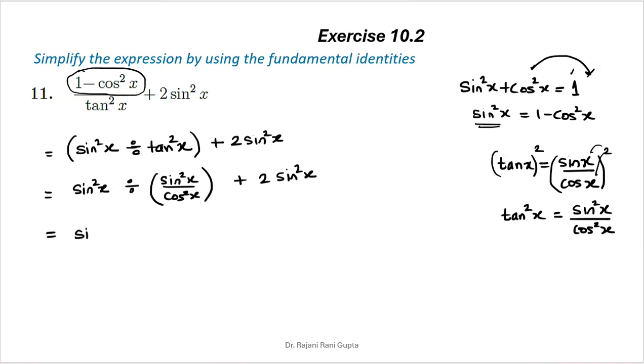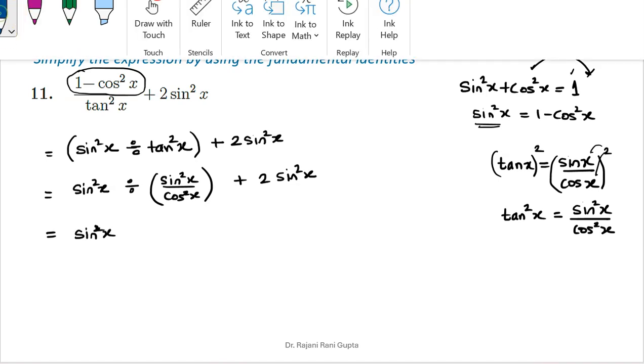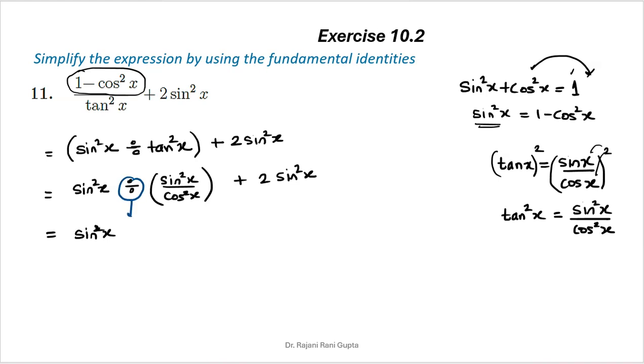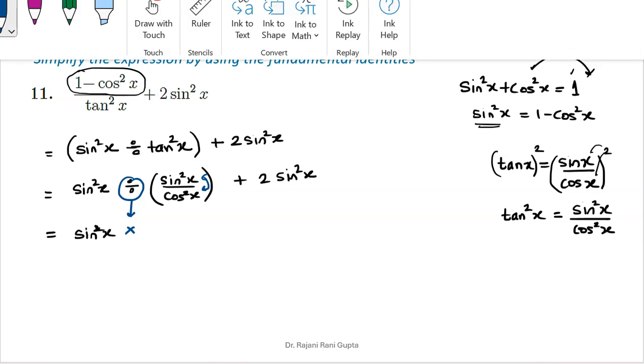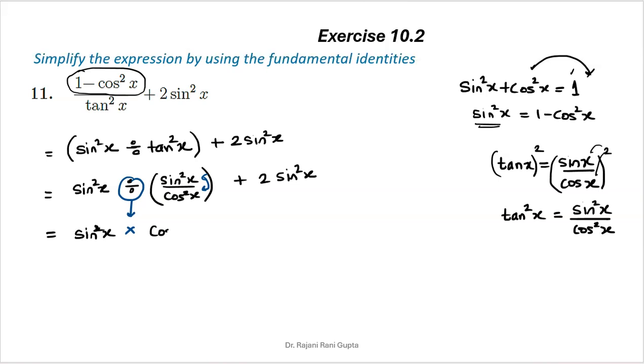Now, sine square x divided by this. You have to change this division to multiplication and flip. So what does this give you? Cos square x over sine square x plus 2 sine square x. Now these two terms are in multiplication, so you can cancel this sine square x with sine square x. So what you get? Cos square x plus 2 sine square x.